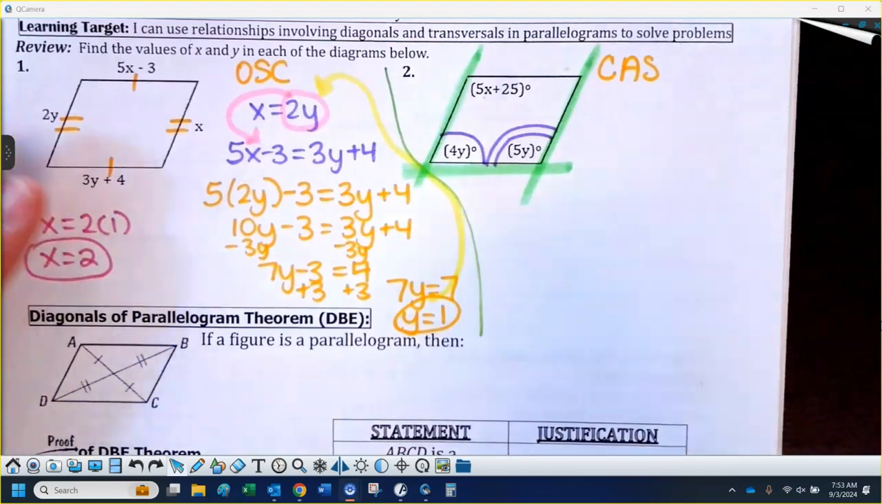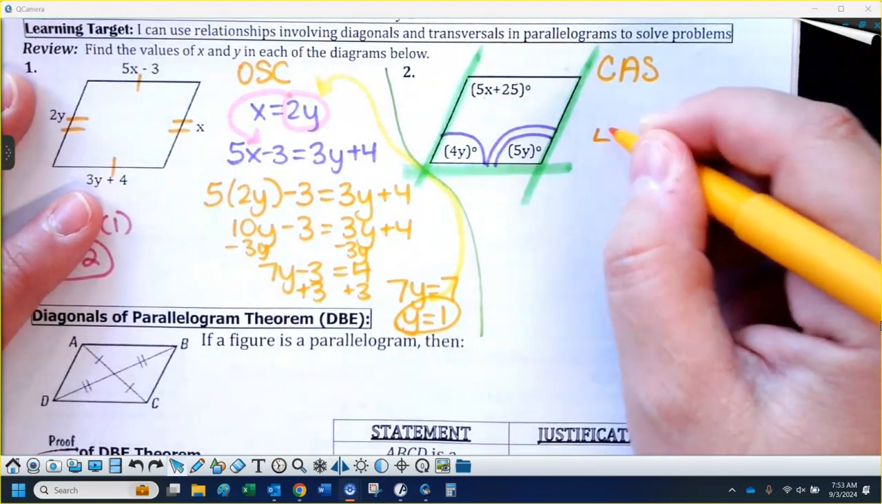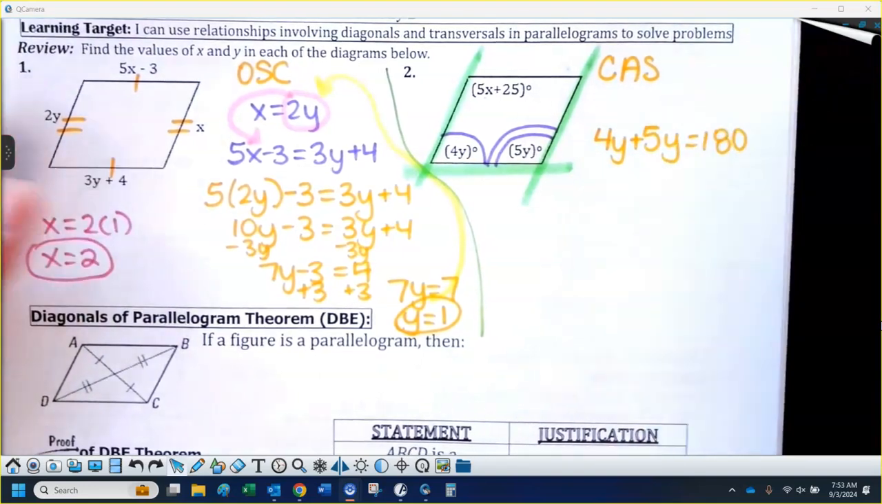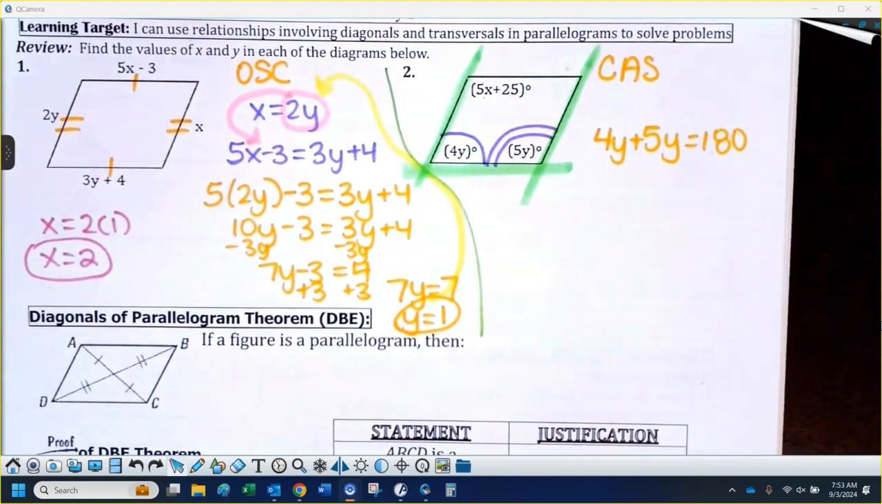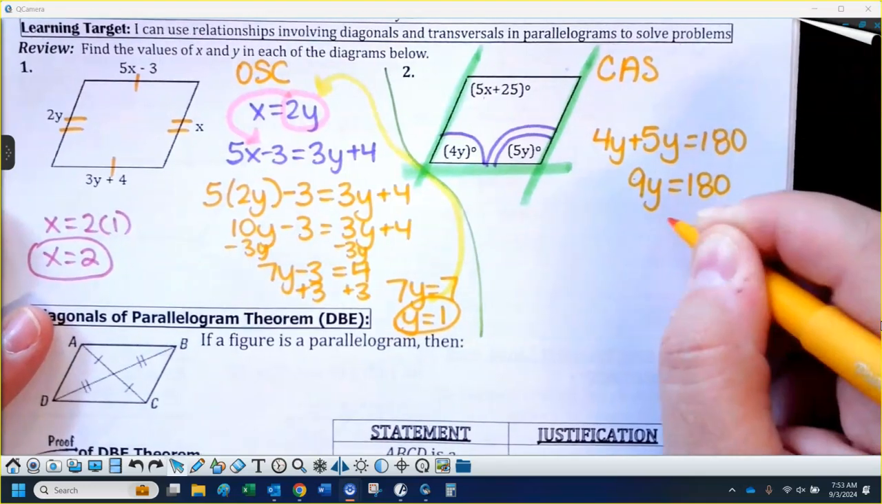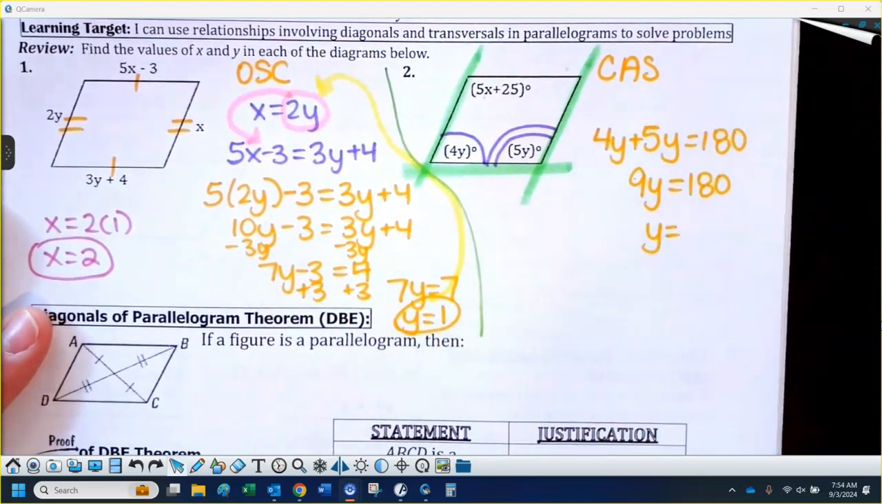And what I would tell you right there, that's only got one variable. So the 4y plus the 5y has to add up to 180. Because they're going to be same side interior consecutive angles inside that parallelogram. All right, so just add these guys up. You got 9y equals 180. Anybody know what y would be?